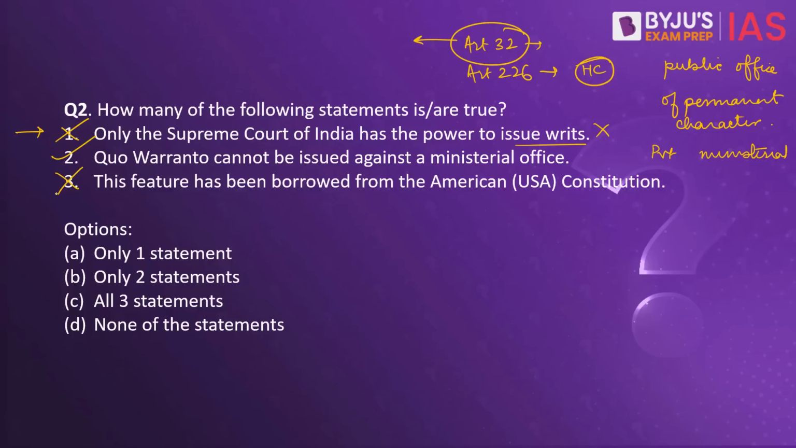This is also a wrong statement. This feature has not been borrowed from America. It has actually been borrowed from the British or the English law, where it is known as prerogative writs. So usually when we associate any power related to courts, we always go to American Constitution. However, in this case, it is incorrect. So a correct answer over here is A.